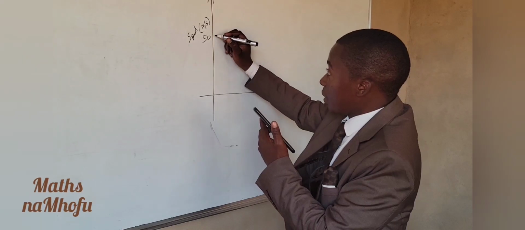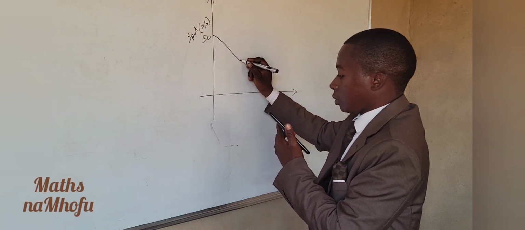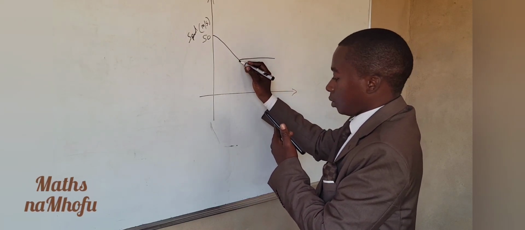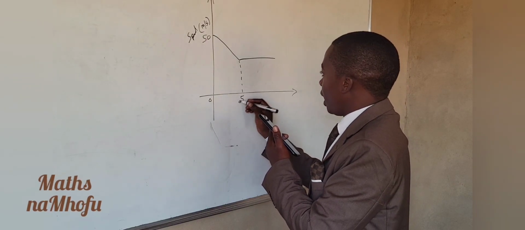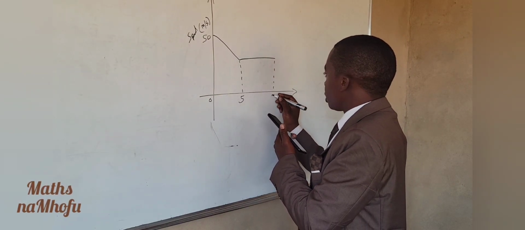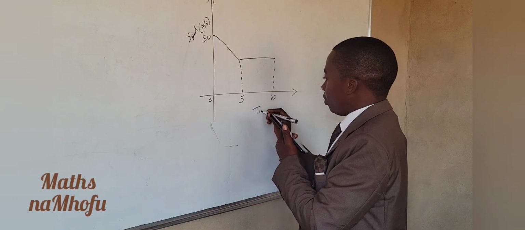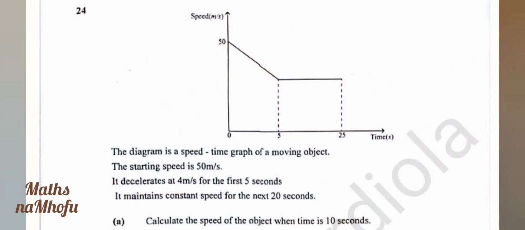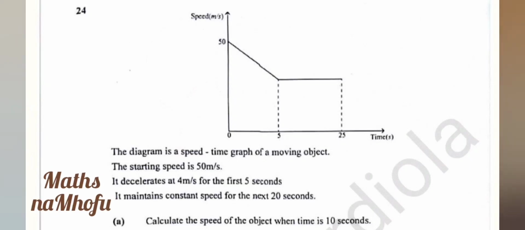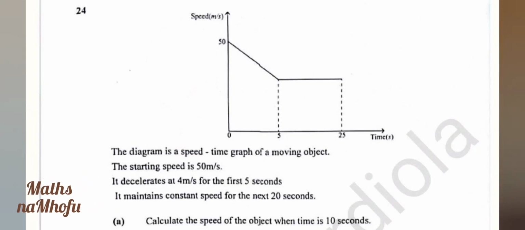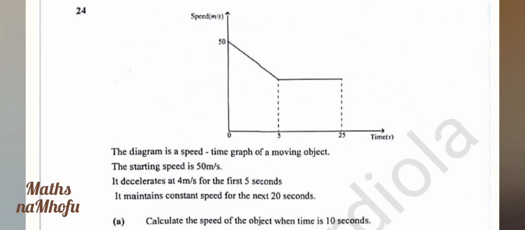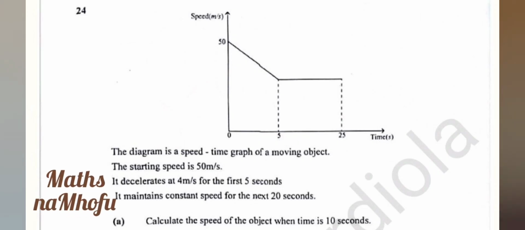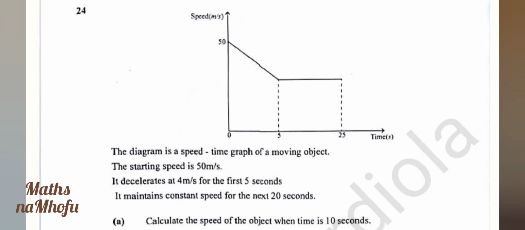Let me draw the diagram first. That's a 0. That's a 5. This is 25. This is time in what? In seconds. So our first equation is: calculate the speed of the object when time is 10 seconds.